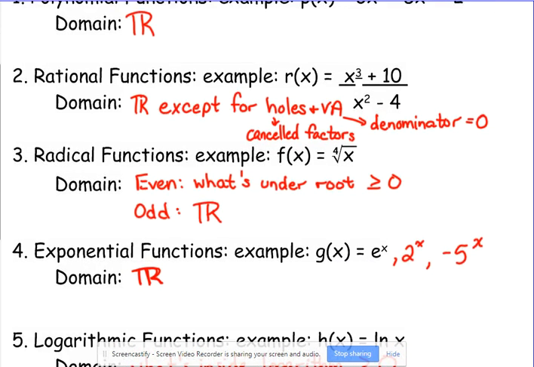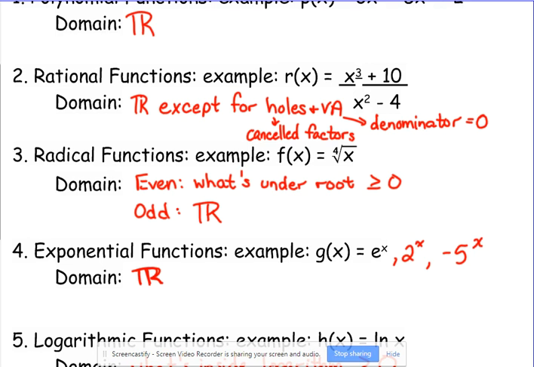Radical functions, okay? Radical functions, square roots, cube roots, fourth roots. You've got two scenarios. If it's an even root, square root, fourth root, what's under the root has to be greater than or equal to 0. You can't take a square root of a negative number without imaginary numbers, and we don't deal with imaginary numbers in calculus. That's complex analysis. That's a couple of courses down the road if you get that far. Okay, we only deal with real numbers. You don't have to worry about i in calculus.